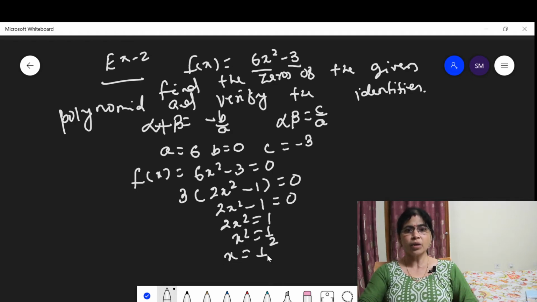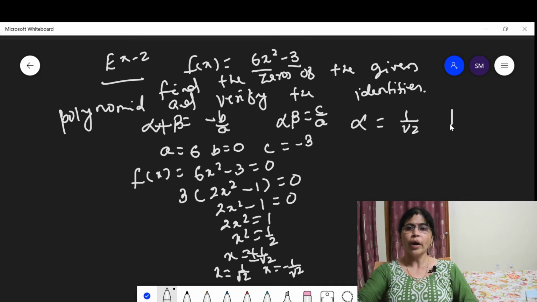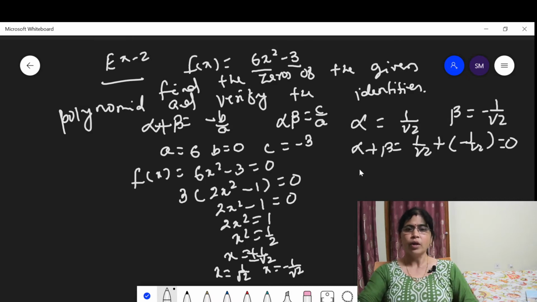This means x is equal to plus or minus 1 upon root 2. Here the two zeros are x equal to plus 1 upon root 2 and x equal to minus 1 upon root 2. Here alpha is equal to 1 upon root 2, and beta is equal to minus 1 upon root 2. Then alpha plus beta is equal to 1 upon root 2 plus minus 1 upon root 2, which is equal to 0. Then applying the formula alpha plus beta is equal to minus b upon a.